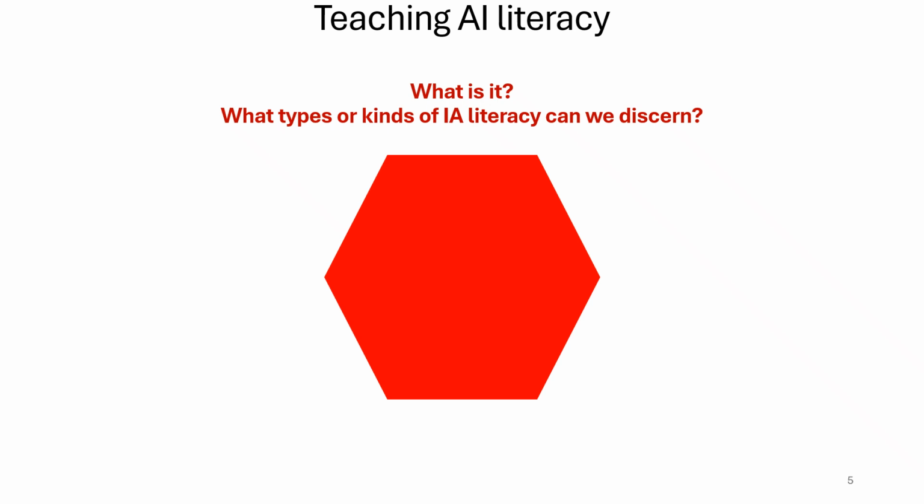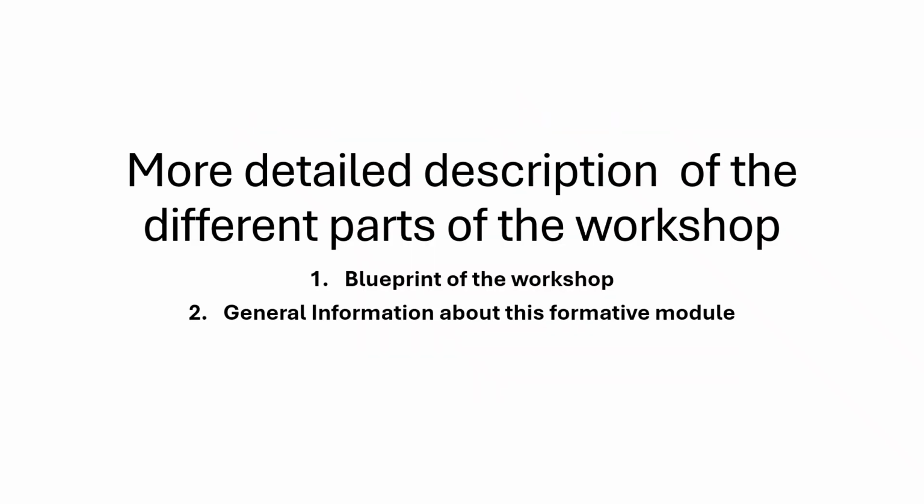But if you want to know the model of AI literacy we propose in this workshop, then you have to read the first PDF presentation about the blueprint of the workshop. You can see a more detailed description of the different parts of the workshop in the next presentations. One about the blueprint of the workshop and a second about the general information about this formative module.